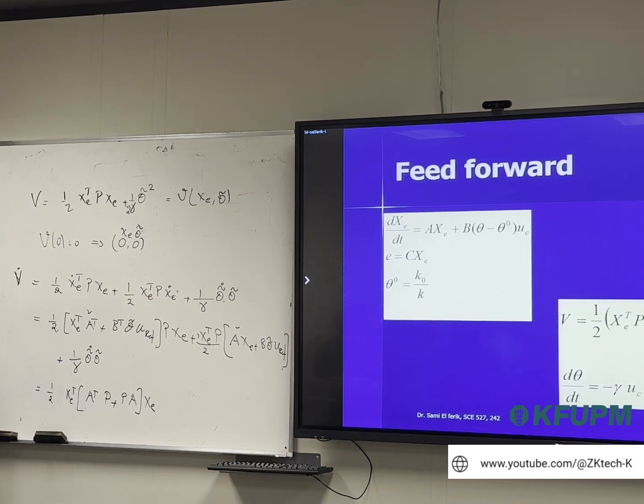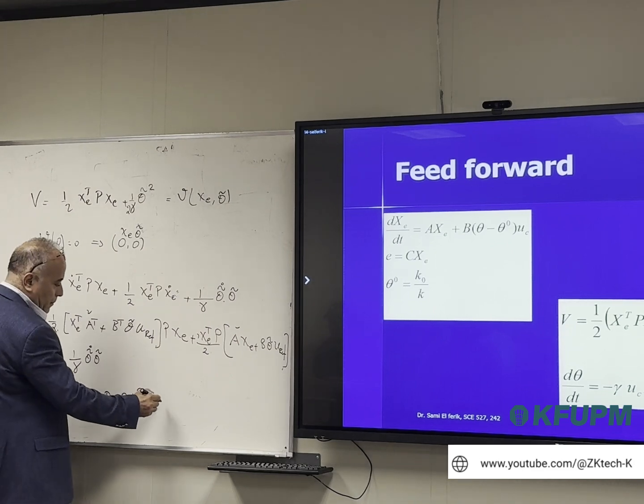Why didn't we select just one? Because overall it is a scalar. For example, why not just select xe transpose P xe without the half? Well, it's all scalar, but the half will appear later on in our calculations. We'll see how it works later.